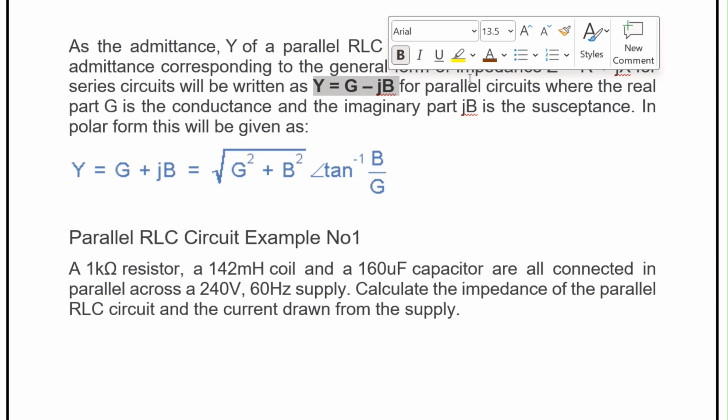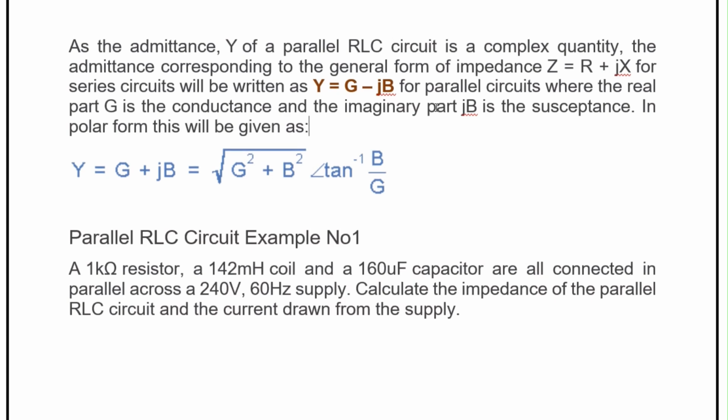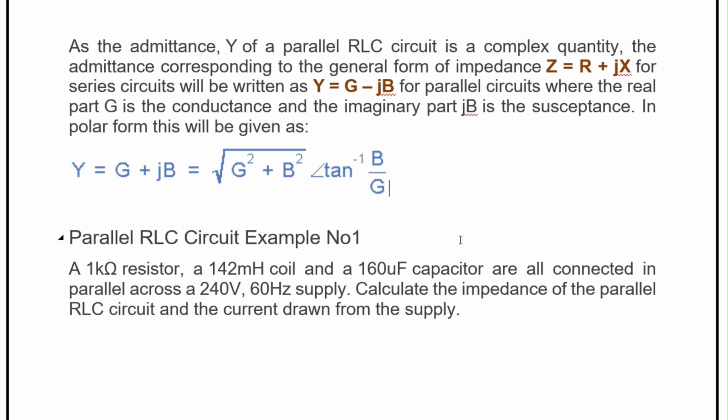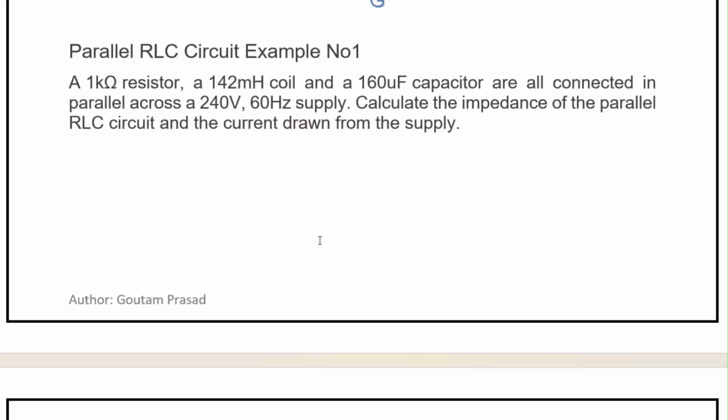Here we prefer to write Y equal to G minus jB, like Z is equal to R plus jX. You can compare these two for better understanding. This will help you in understanding the relationship between Z and Y. So Y is equal to G plus jB, which is the square root of G square plus B square at an angle of tan inverse B upon G. Now, we have an example for you for better understanding.